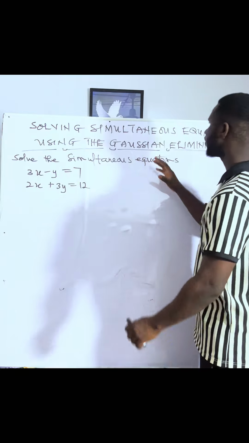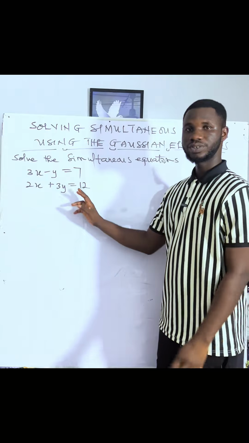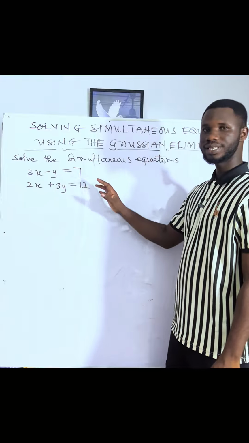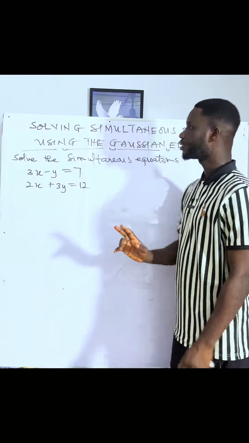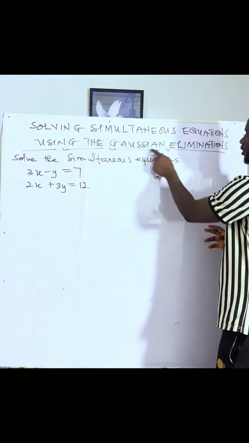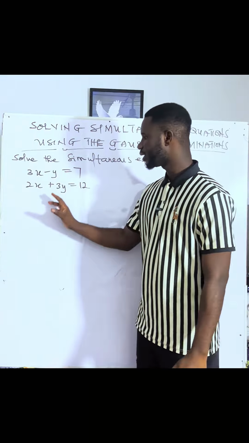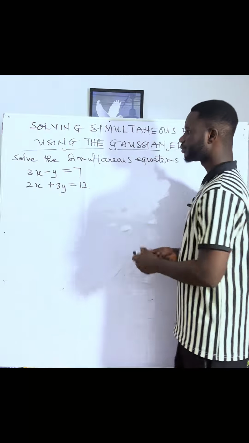We are looking at how we can use Gaussian elimination to solve simultaneous equations. So this is a simultaneous equation in two variables. After this, in our next class, we will do simultaneous equations in three variables using the Gaussian elimination method. In using the Gaussian elimination method to solve simultaneous equations, this is how you are going to do it.